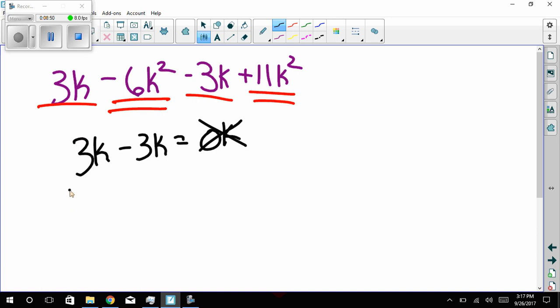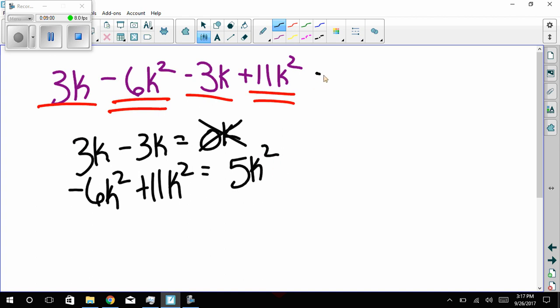Okay. Then we're going to do negative 6k squared plus 11k squared. That's going to equal negative 6 plus 11, which is positive 5k squared. So the answer to this thing is going to be simply 5k squared. Because we got 0k from that one, we're not even going to write it. We're just going to consider it canceled out and it's gone.